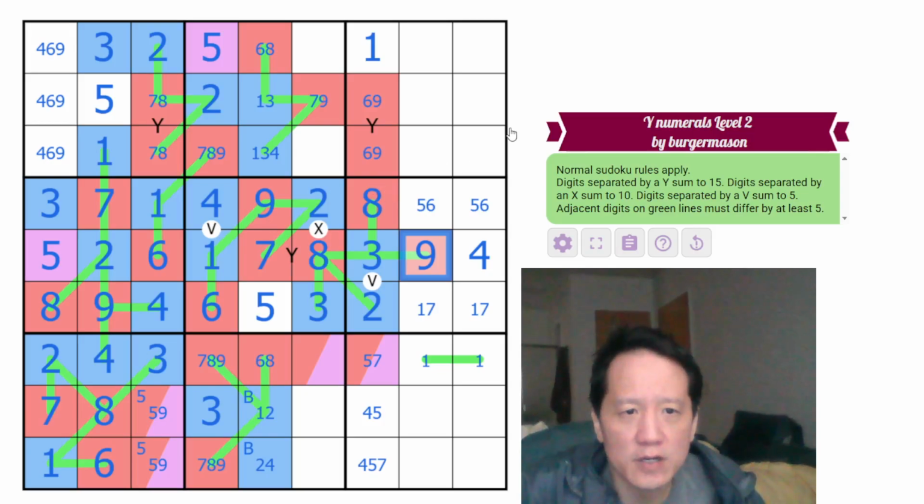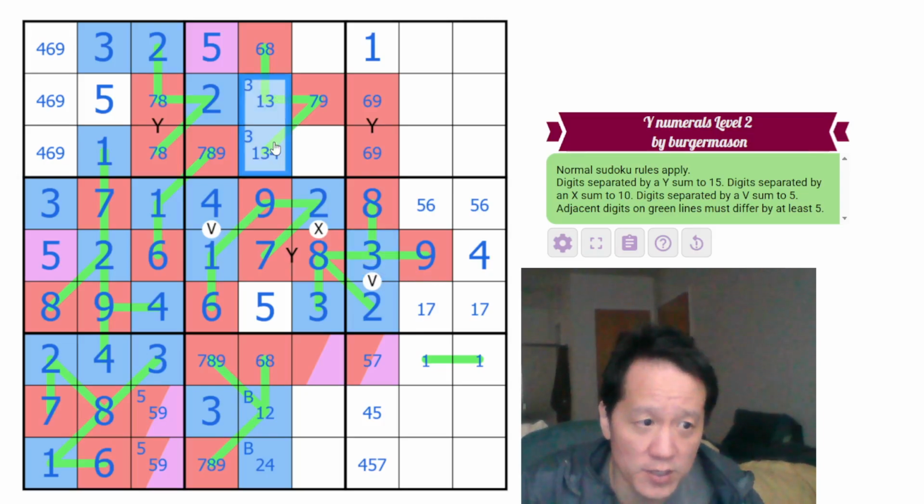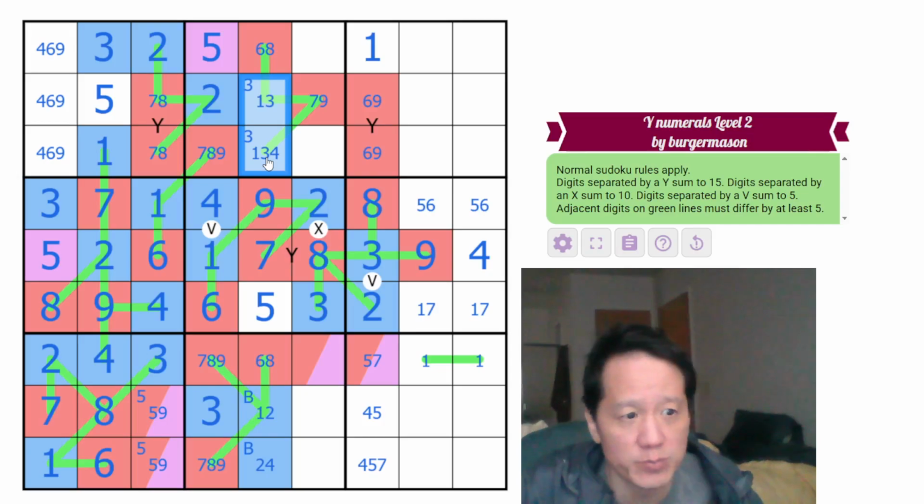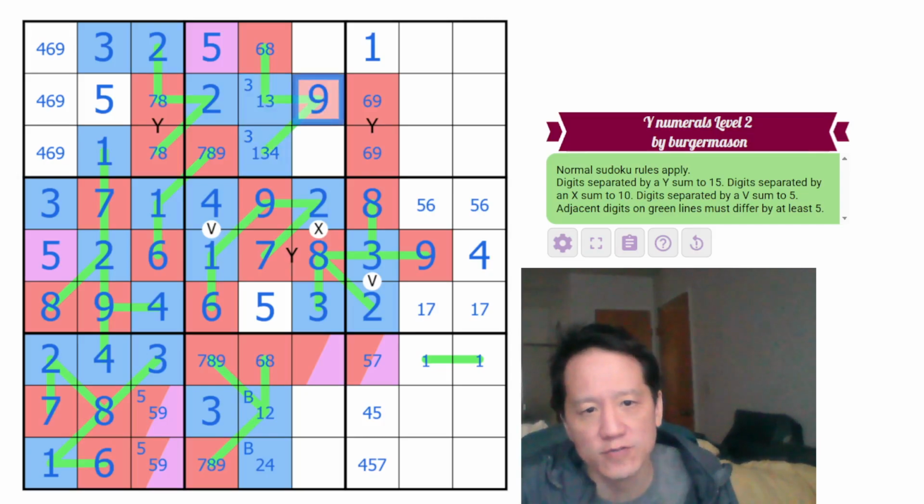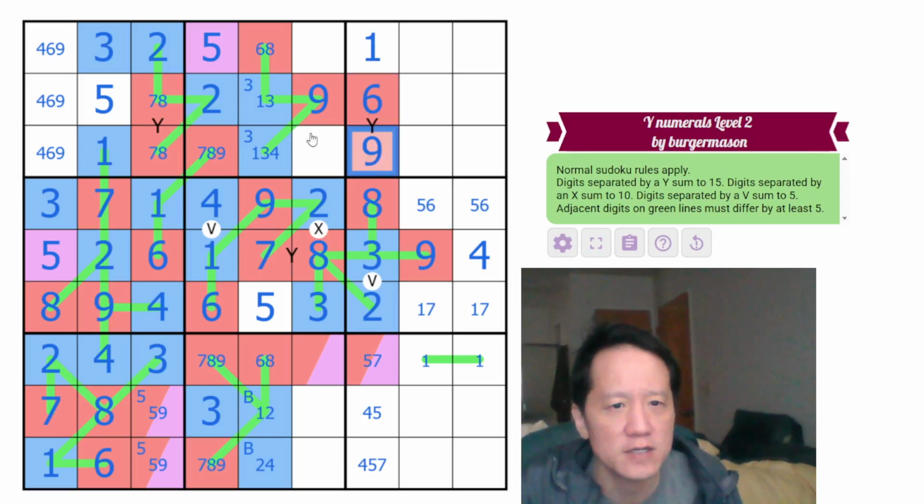What else do we have? Let's see. 3 has to be one of these two cells, but that's given. Since one of these is 3, this cannot be 7 because it's next to both of them on the German whisper line. Therefore, this must be a 9, which forces this to be 6, which makes that a 9. This can no longer be 9 here. So we know one of these is a 9.